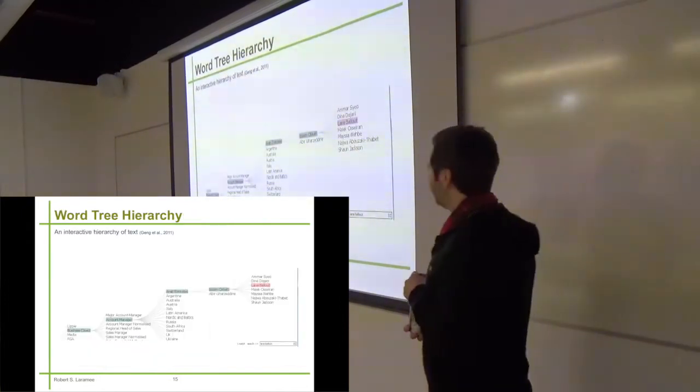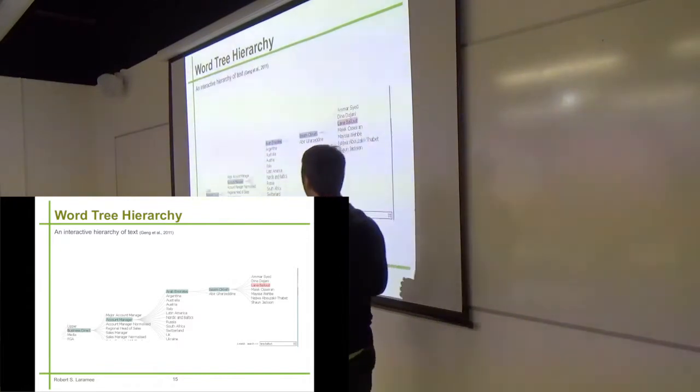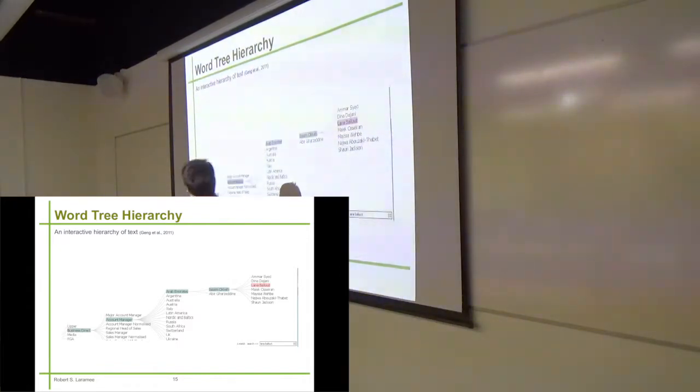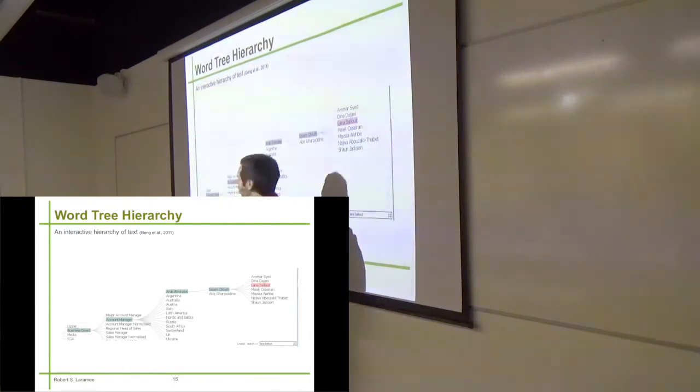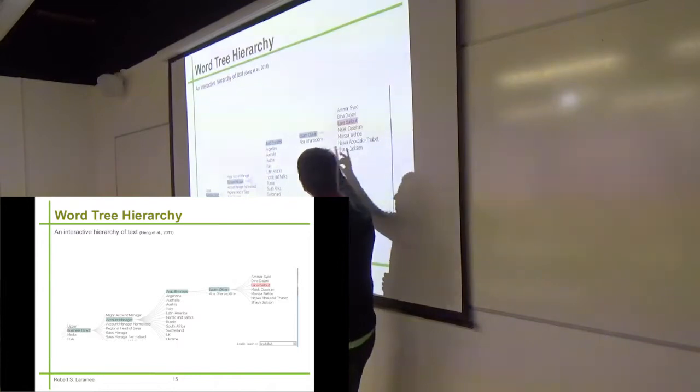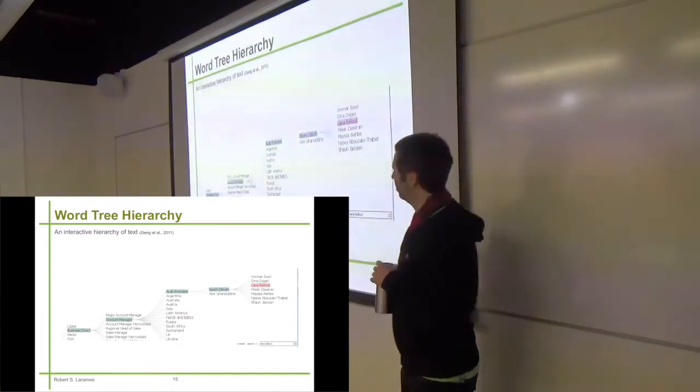This is another kind of hierarchy, a word tree hierarchy. The idea is that you see a set of nodes, but you only see the child nodes if you click on one of the parent nodes. If I click on a parent node, then it expands and shows me the child nodes, and I can recurse. So I'm only seeing the things that I click on.